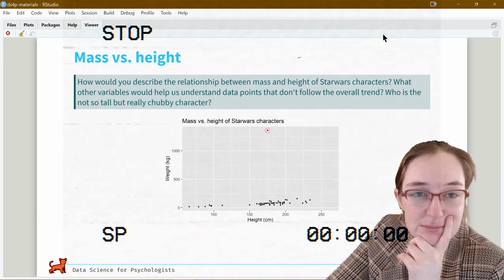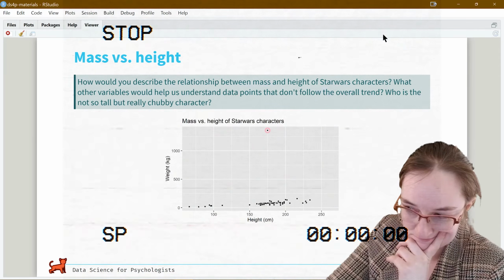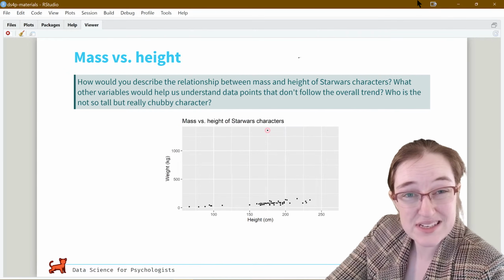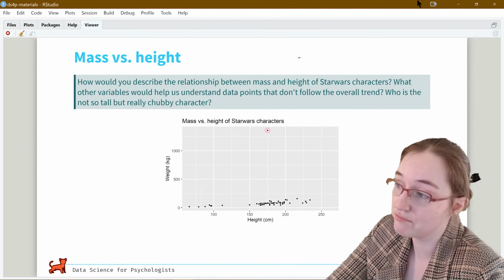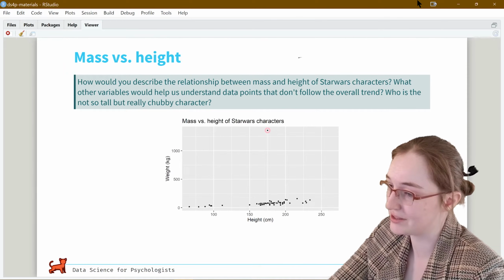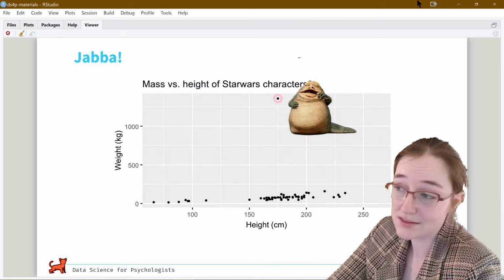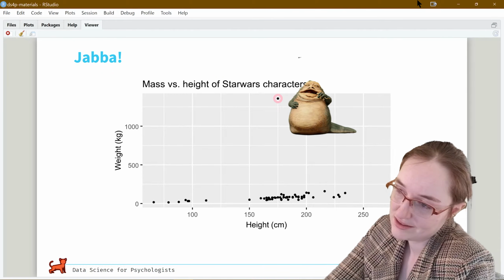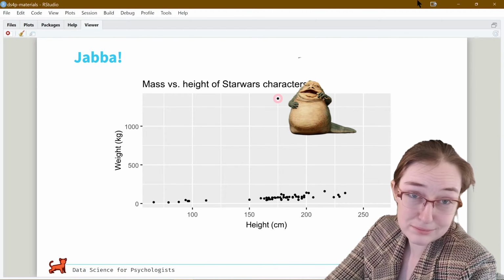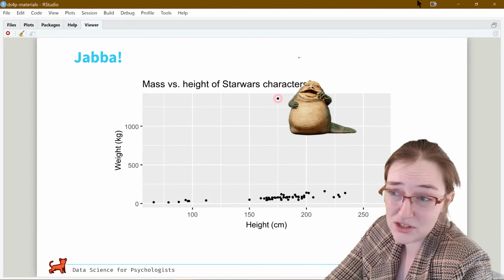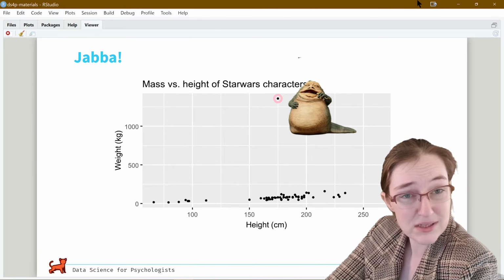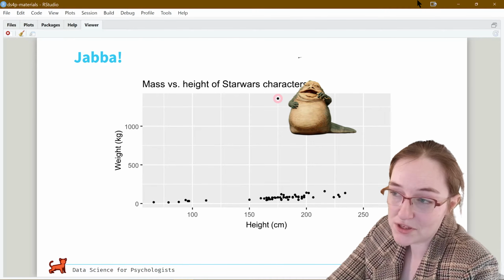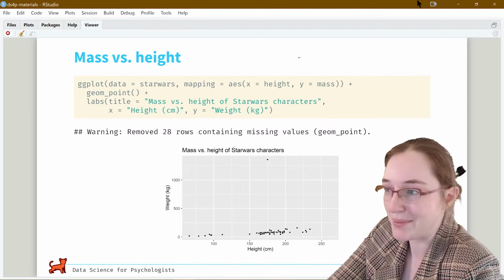Feel free to pause and ponder. One nice thing about being familiar with a data set, like the broad theory, is you can catch things that are surprises. I mean, Jabba's not really a surprise because he's huge, but not so tall. And so the question is, what do we count him as?